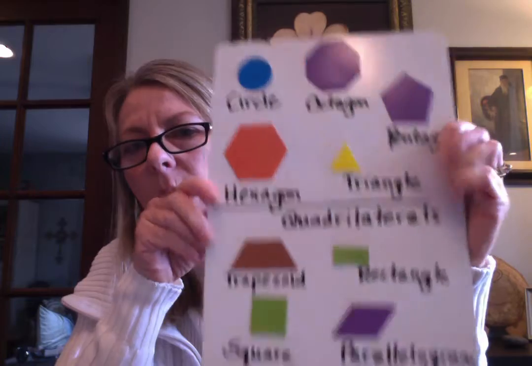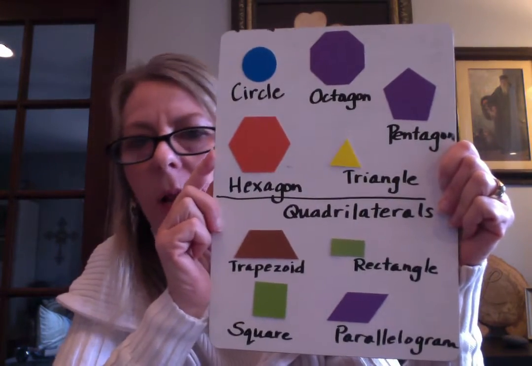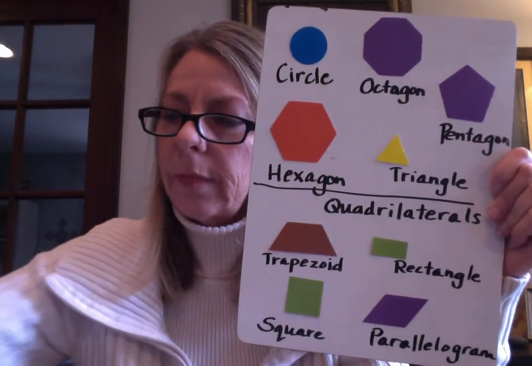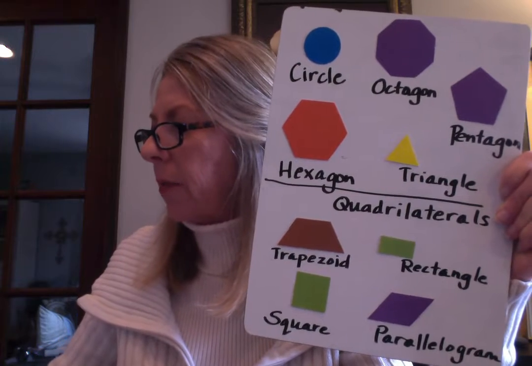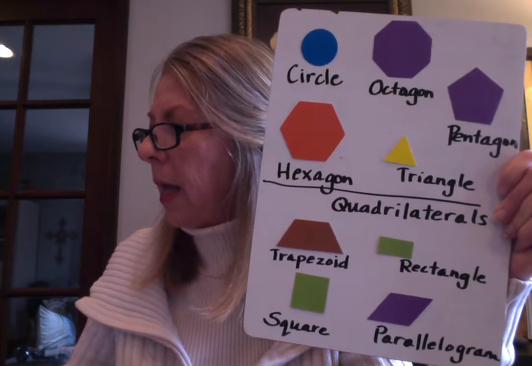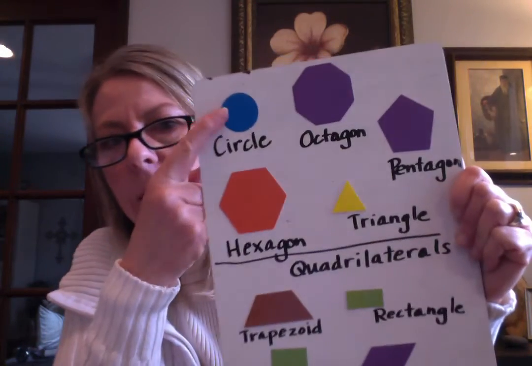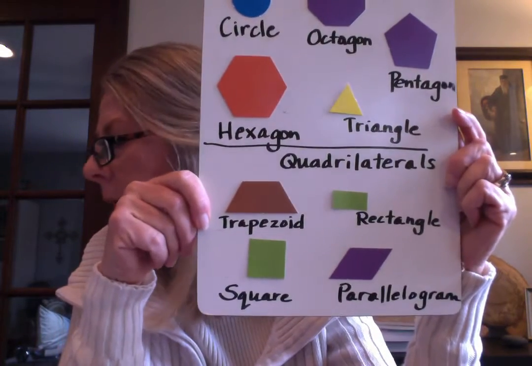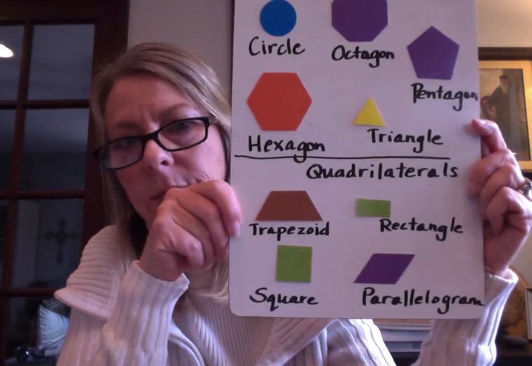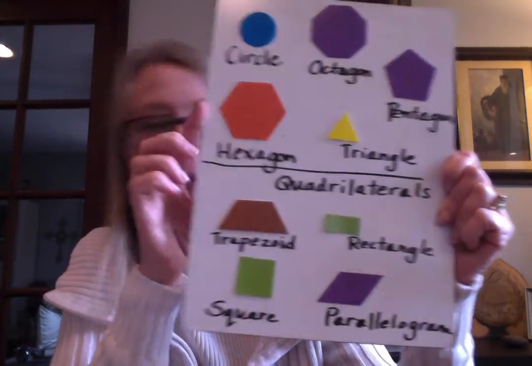Okay, so all of these are polygons except for, so remember a polygon has closed sides and angles. And remember, the circle is the only one that doesn't have any sides or angles. So this is not a polygon, but the rest of these are polygons because they're closed figures with many sides and angles. Okay, so the circle is the only one that is not a polygon. Okay, so that was our little review.